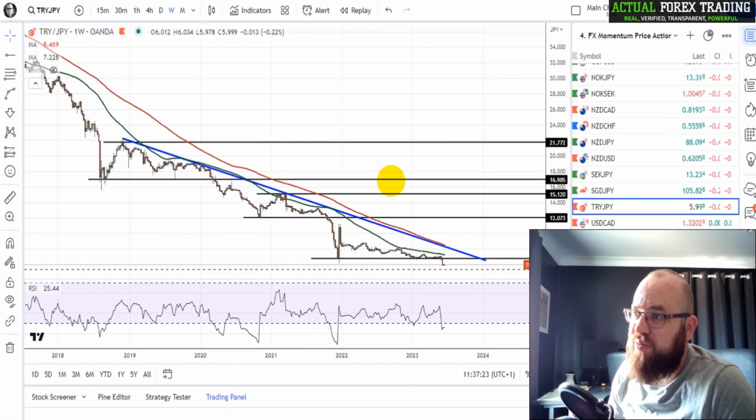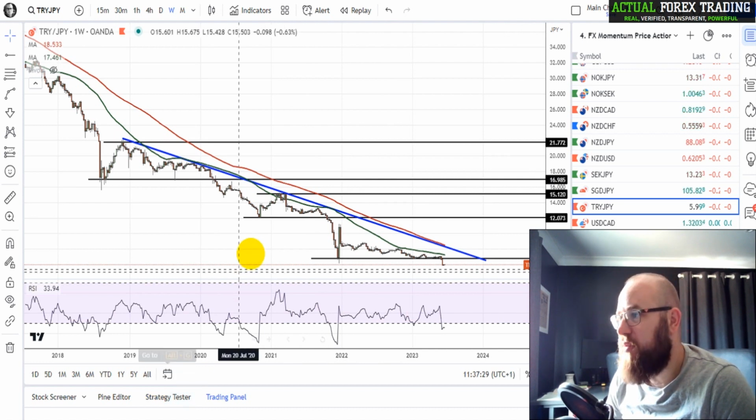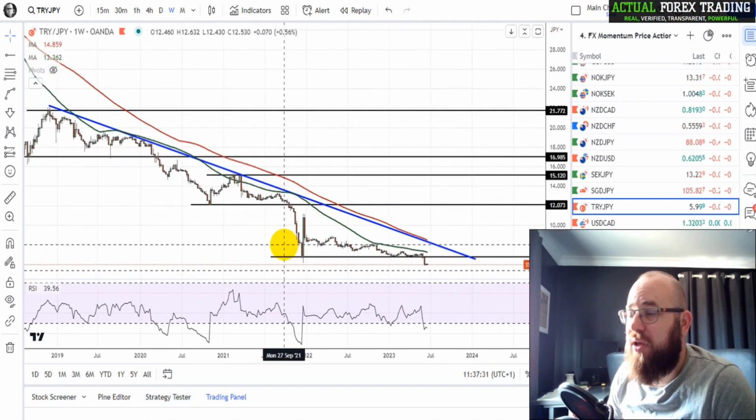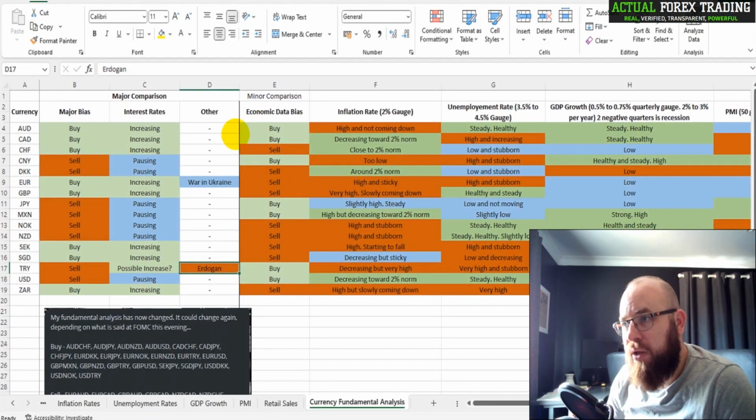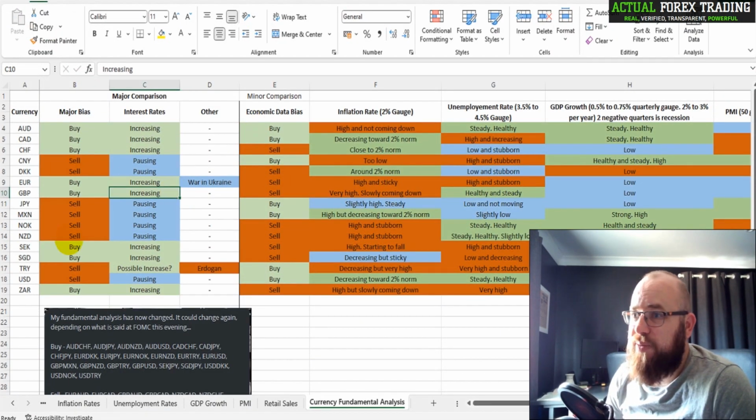So even more reason to be buying the Turkish lira. None of this is guaranteed. This is a very controversial trade. Some people don't like me going on about it, but it's something to look out for, something to be aware of. Other potential trades, the US.